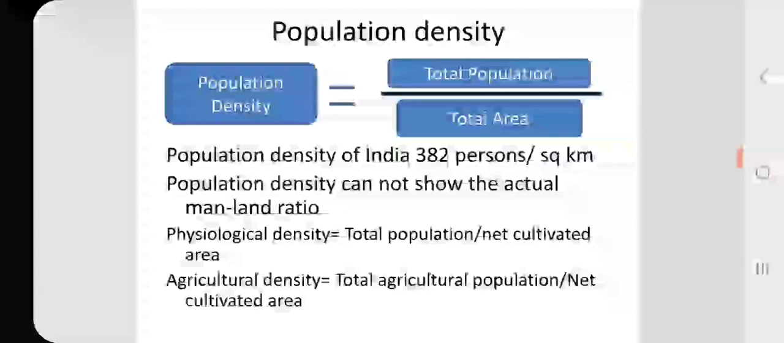And the other calculation is agricultural density. To calculate the agricultural density, the total agricultural population, those people who are related to agriculture only, are divided by the net cultivated area. That means total cultivated area in that particular state or country. So agricultural density is total agricultural population divided by net cultivated area.